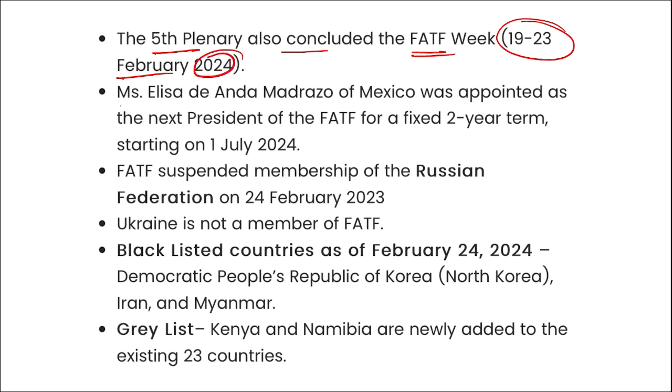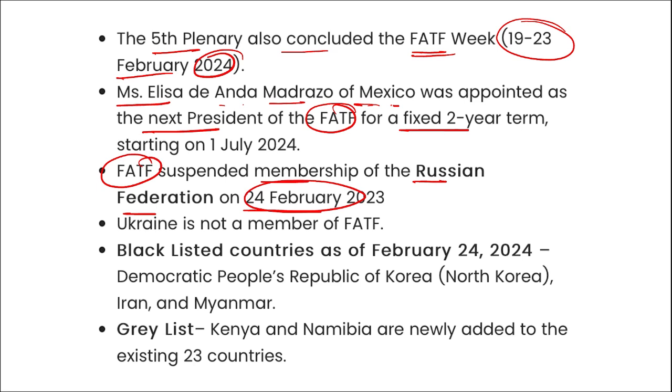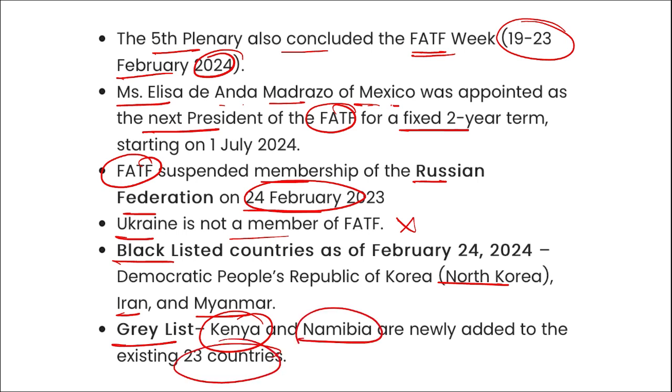Then Miss Elisa de Anda Madrazo of Mexico was appointed as the next president of FATF for a fixed 2-year term. FATF suspended the membership of the Russian Federation last year in Feb 2023. Ukraine is not a member of FATF. Blacklisted countries include North Korea, Iran, Myanmar, and the grey list includes a total of 23, and Kenya and Namibia are the latest ones. So, these are some of the gist of this topic.